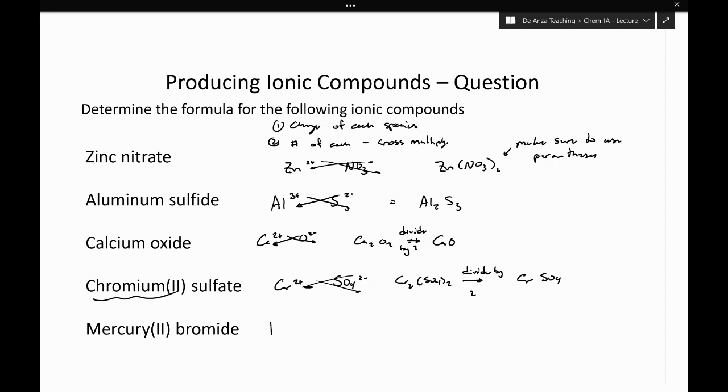Mercury is one of the weird ones whose Latin name is different than its English name. So that's Hg, and then we have a 2+ here. Bromine is a single 1-. Do the cross multiply, and we get that that's Hg1, I'll omit the 1, Br2.